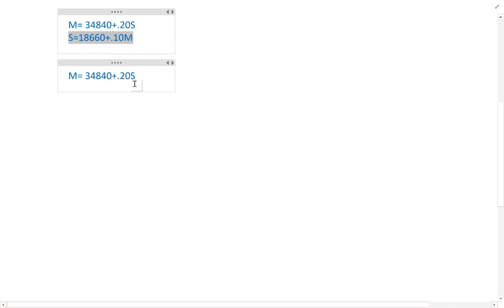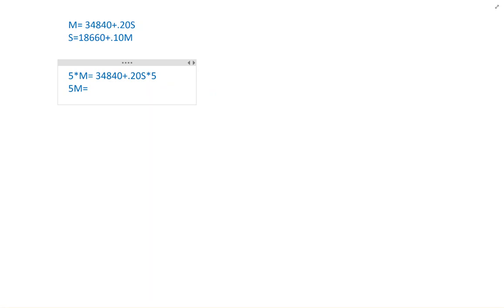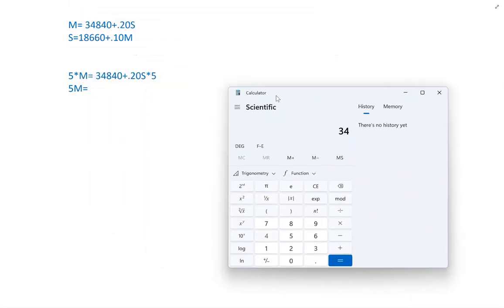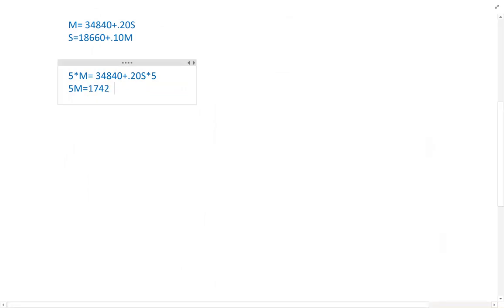So what I'm going to do is multiply both sides by 5. What that will do is convert this 0.20 to 1. So it means we will have 5M equals 5 times 34,840. Let's open the calculator. We have 34,840 multiplied by 5, which becomes 174,200, plus 1S, or just S.